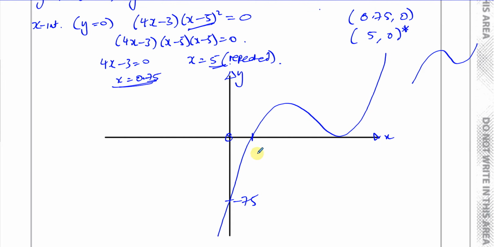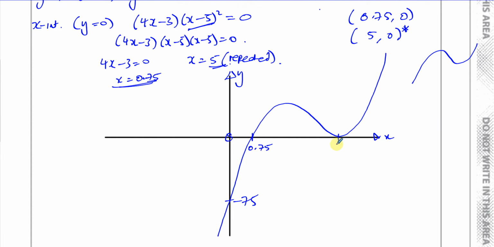But this is 0.75. And this is 5. I like to put the points in afterwards, after I've drawn, so that it looks a bit better. Okay, so there we have. Why did I put x there? Sorry about that. That's 5. x equals 5.